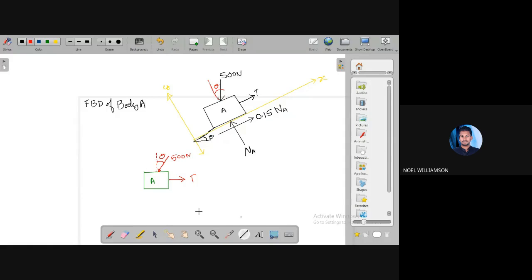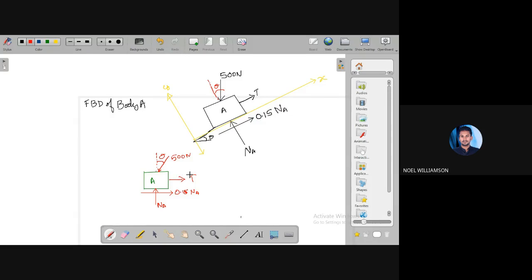And the other forces, that is the normal reaction Na, and the frictional force mu into Na, and the mu value 0.15 into Na. So this is the free body diagram.